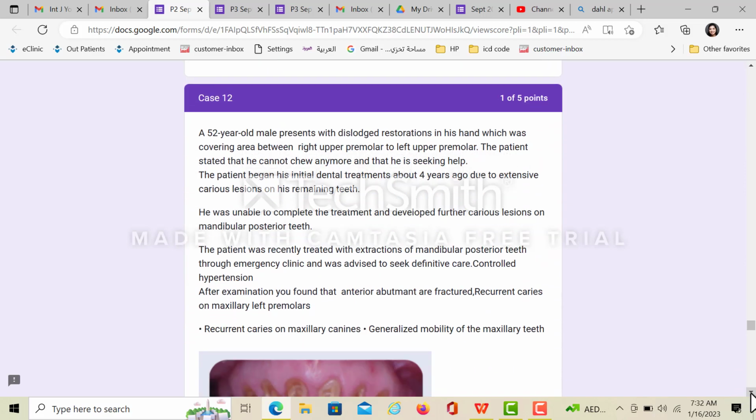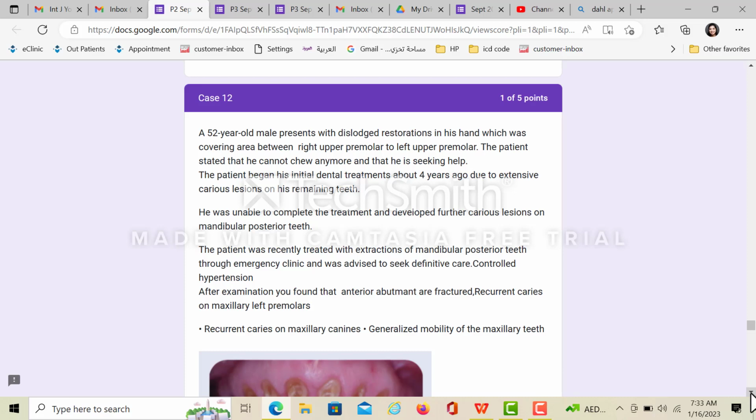Next SBQ. A 52-year-old male presents with dislodged restorations in his hand. So basically he had restorations and they came out and he got them on the palm of his hand, which is covering the area between the right premolar to upper left premolar. Okay, so probably such a big restoration means a bridge must have come out. The patient stated that he cannot chew anymore and he's seeking help.